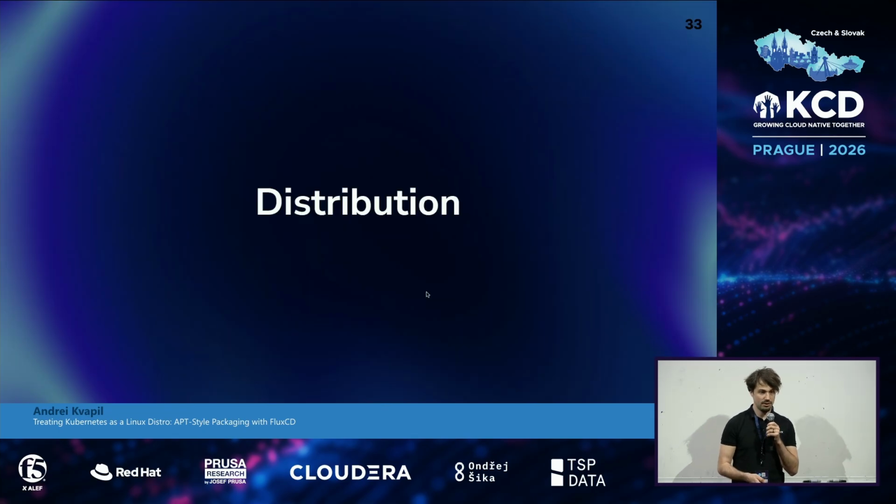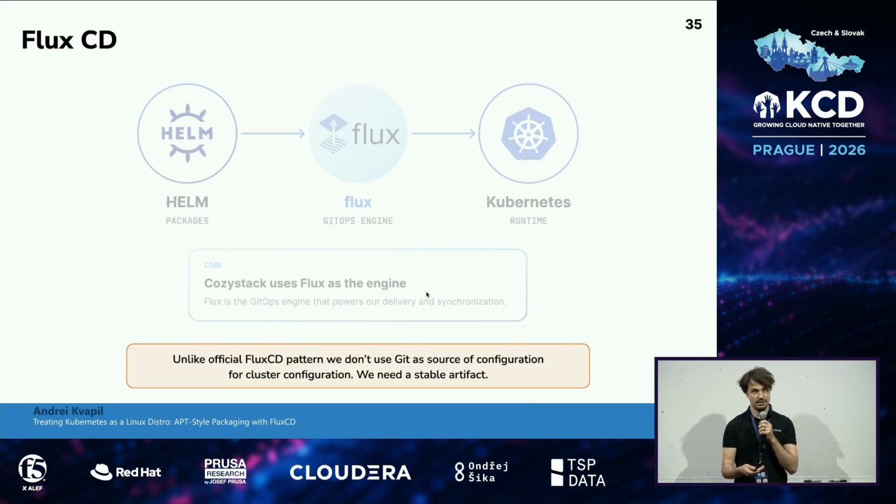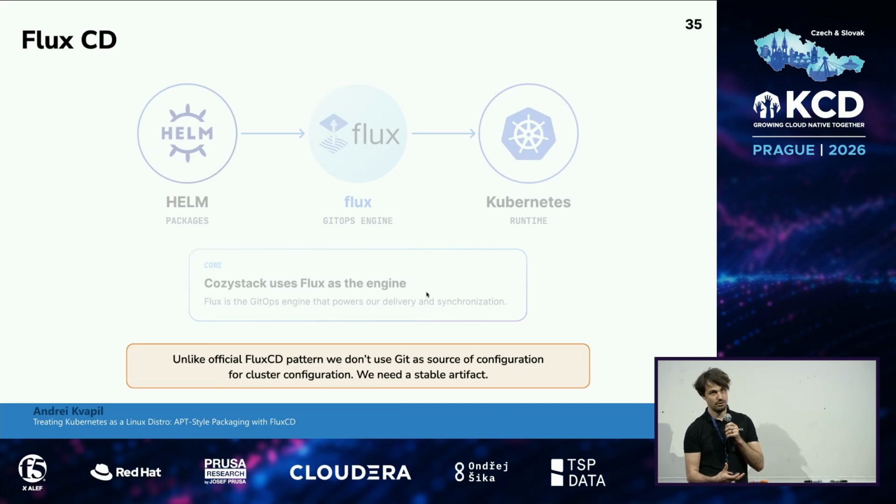For distribution, we use FluxCD. FluxCD is the main core engine which delivers all the Helm charts in our platform. They could be system or user charts. In fact, everything is driven by FluxCD, but we use it in a different way. Originally, you take FluxCD and connect it to some external Git repository. In our case, we do that a different way.